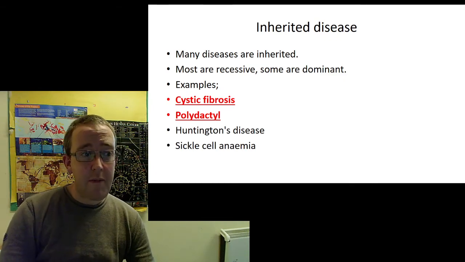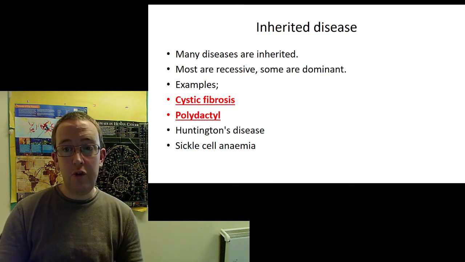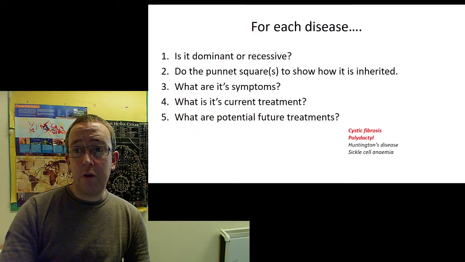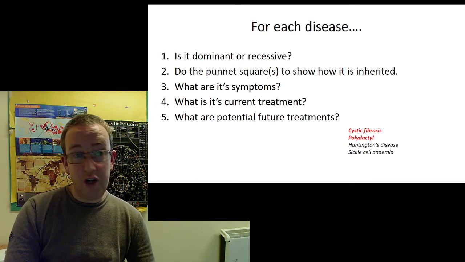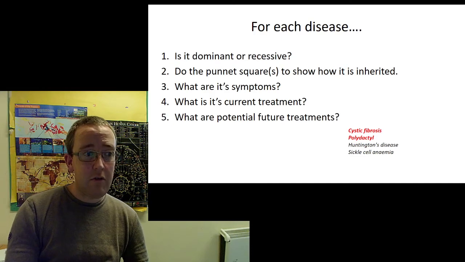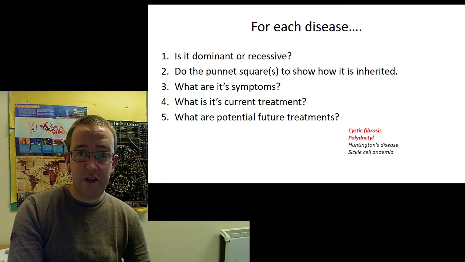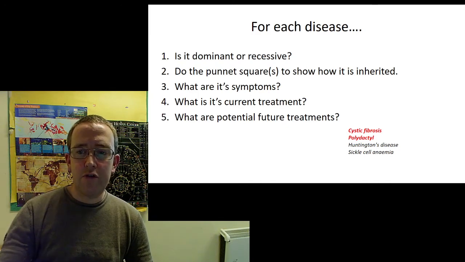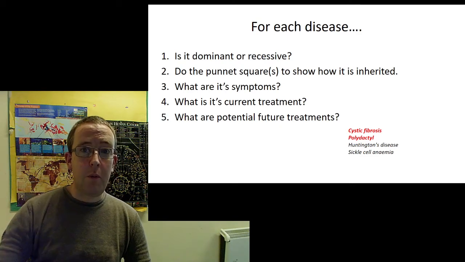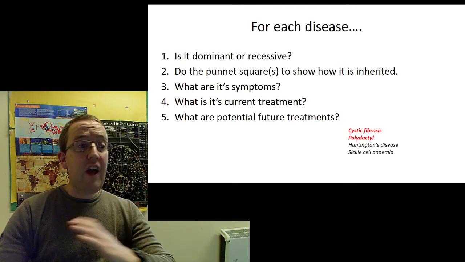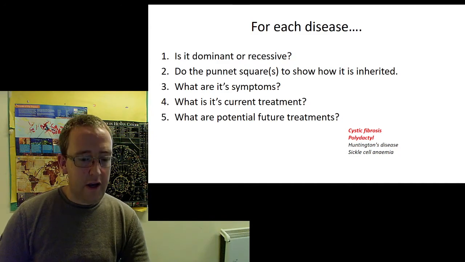As you've seen with the Cram example there, they could throw anything at you and expect you to apply your knowledge to these examples. So for every single one of these, we're going to answer the question, is it a dominant or recessive allele of the gene that causes this? We're going to have a look at the Punnett square to show how it's inherited. We're going to look at the symptoms, the current treatment, and any potential future treatments. I'm going to go quickly bang through these 4 examples. In the full knowledge, you could get any other examples when it actually comes to your exam.